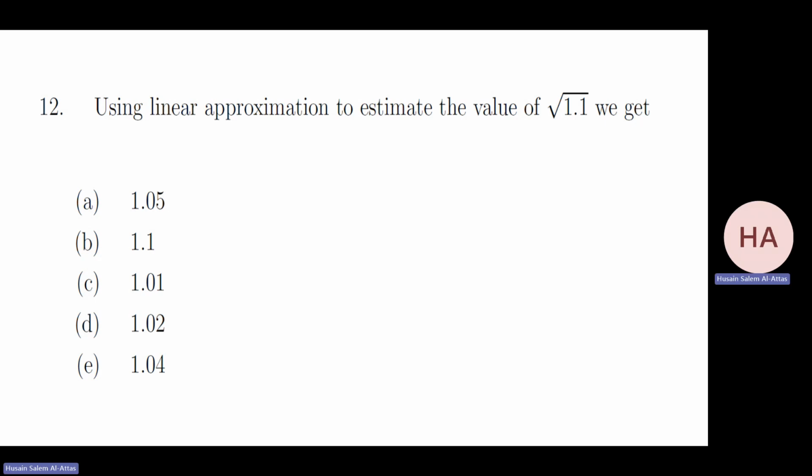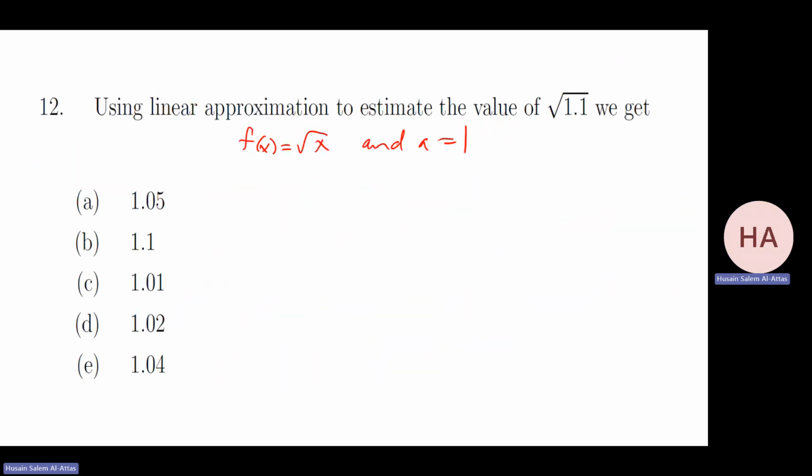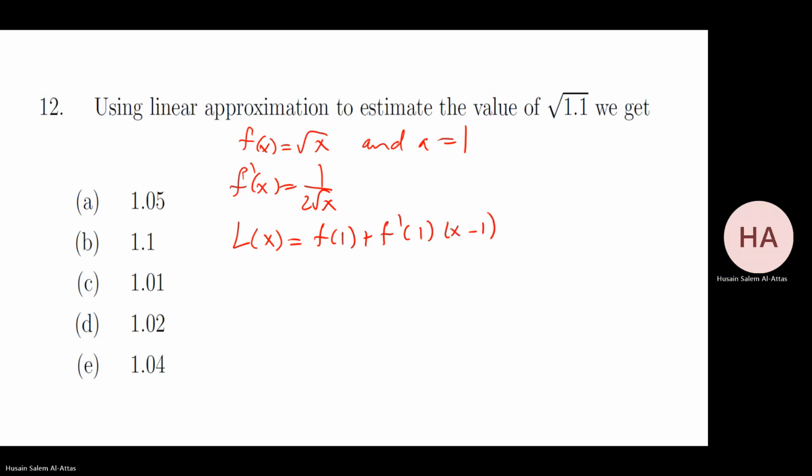Using approximation to estimate this, I don't have a function, so take my function square root of x and a is 1. Look, we did the same problem where I'm using this function square root of x plus 1. My a was 0. Here I'm making a is 1, and f prime is 1 over 2 root x. Both are correct. L of x will be f at 1 plus f prime at 1 times x minus 1. That will be f at 1 is 1, f prime at 1 is half, so x minus 1 over 2, and that's L of x.